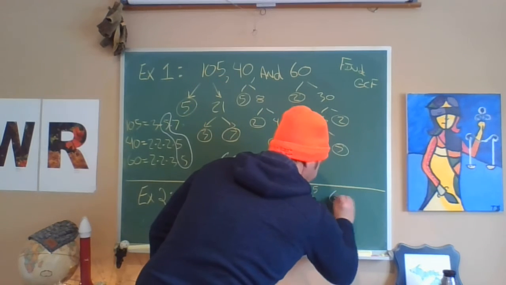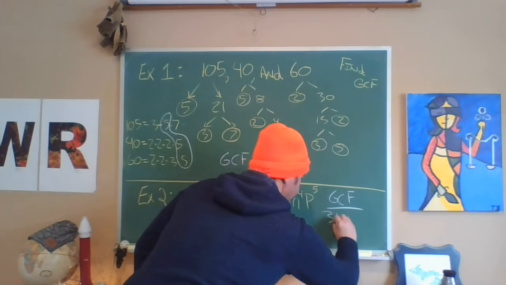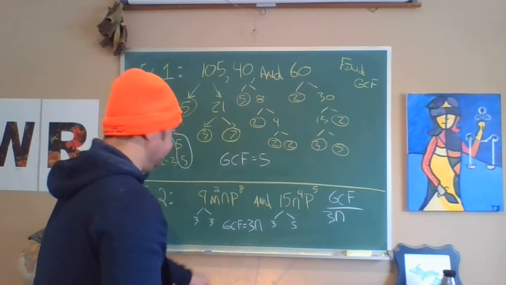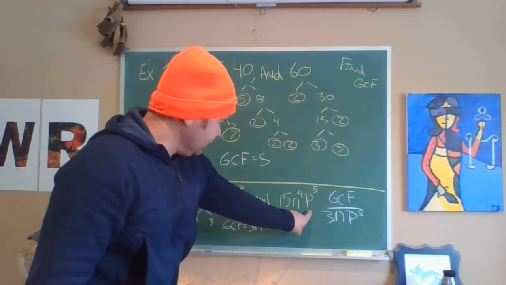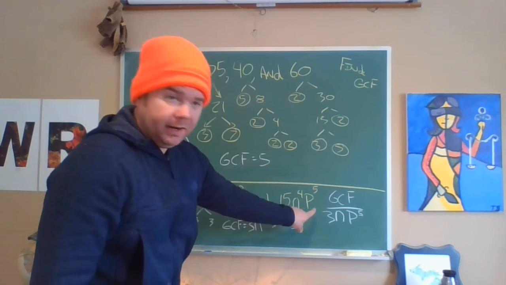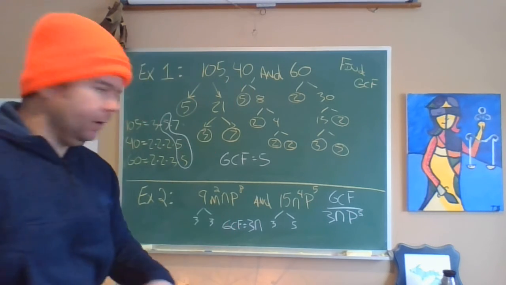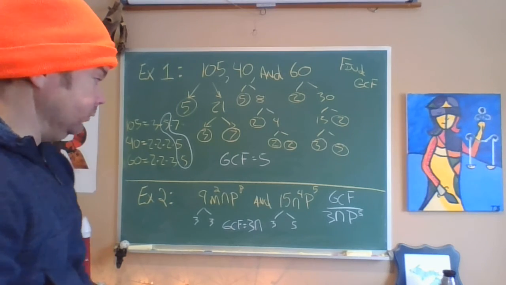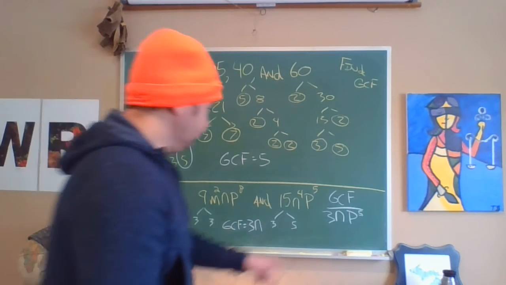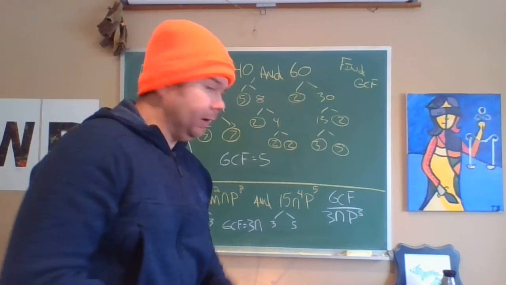So my GCF, as I said, is going to be 3 n to the 1st, and then the last factor here is going to be p to the 5th. I can factor out p times p times p times p times p here, and the same there, but that's all. I can't do any more because I run out of p's over there if I do more than 5. So that's finding the GCF for a polynomial expression.